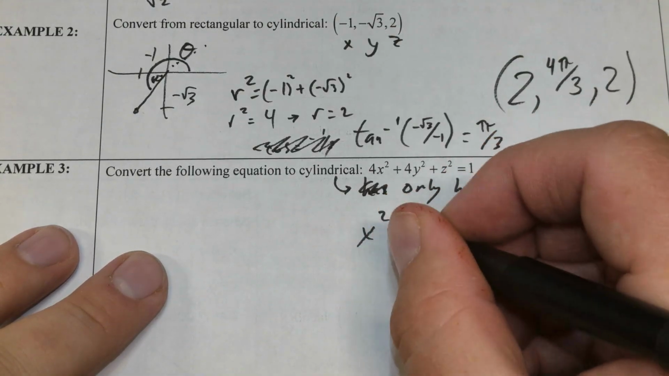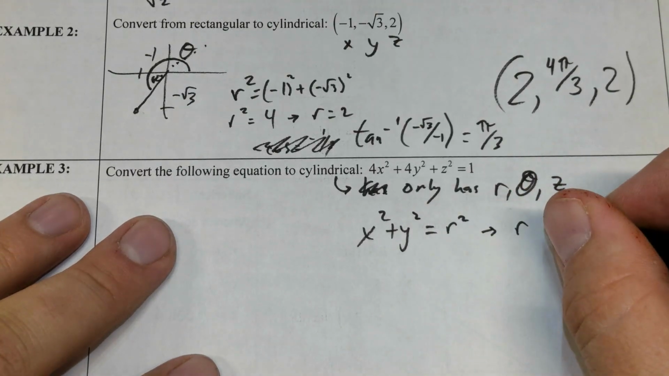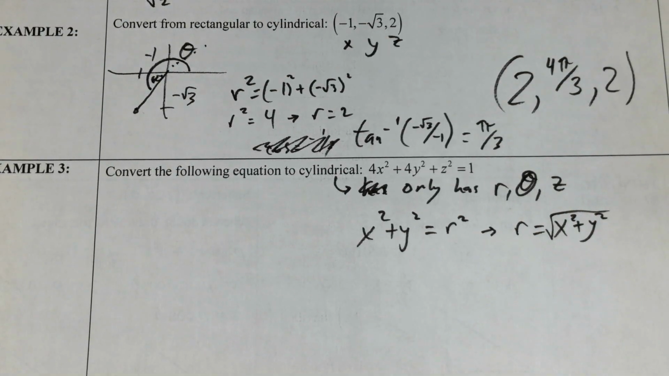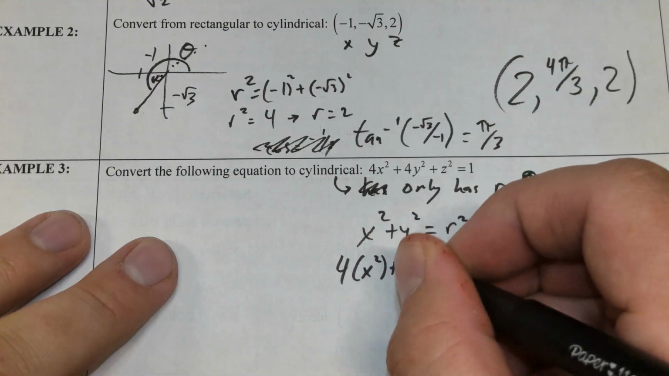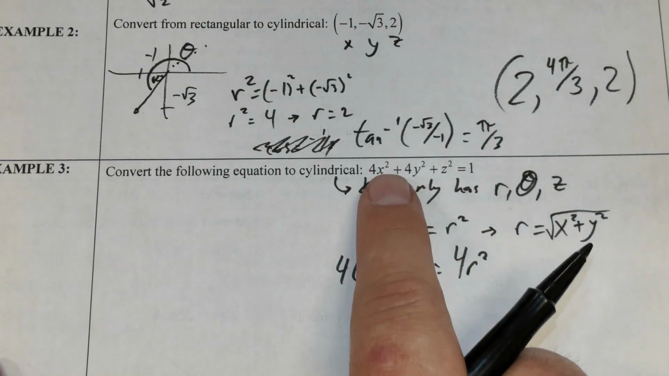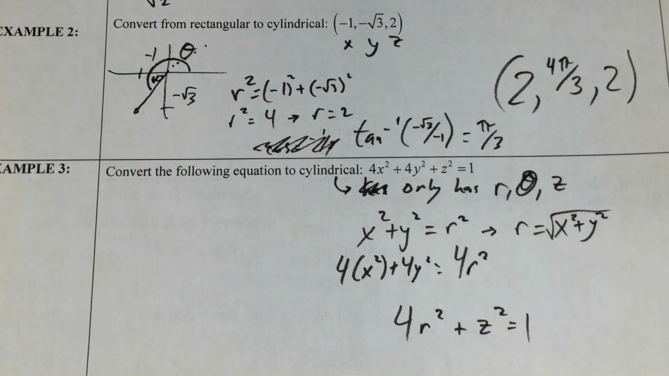I know that x squared plus y squared is r squared, just like r is x squared plus y squared, square rooted. Well, here I have 4x squared plus 4y squared, so that's going to make 4r squared. So that's the only change I have to make. 4r squared plus z squared is 1. Again, harder to read, harder to graph, but it only deals in r's, thetas, and z's.